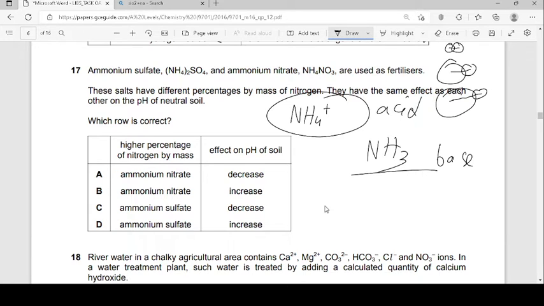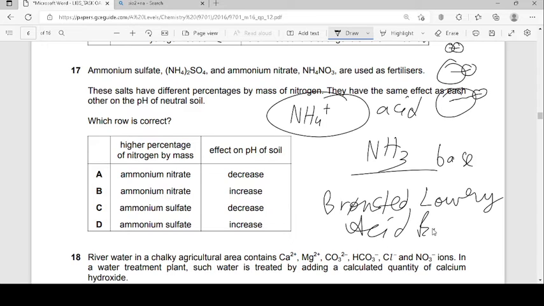NH3 is a base, which means NH4+ obviously is an acid, because this is the Brønsted-Lowry acid-base theory, isn't it? Every base has a conjugate acid and every acid has a conjugate base. So according to that, NH4+ is an acid, isn't it? Because it's an acid, it lowers the pH of the soil, i.e. it makes it more acidic. So the effect on pH of soil should be decreased.